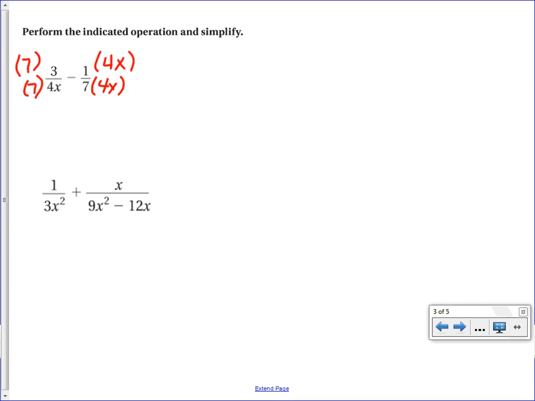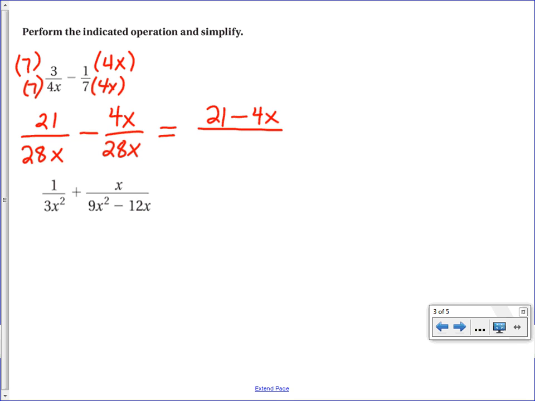Now the fractions are about to become more complicated, but that's what you have to do so that you can subtract or add fractions together. The numerator of the first fraction is becoming a 21, 7 times 3. The denominator is becoming a 28x. The second fraction, the numerator is becoming a 4x, and the denominator is becoming a 28x. Now that both denominators are the same, we can subtract straight across the top. 21 minus 4x over, denominator stays the same, so 28x.